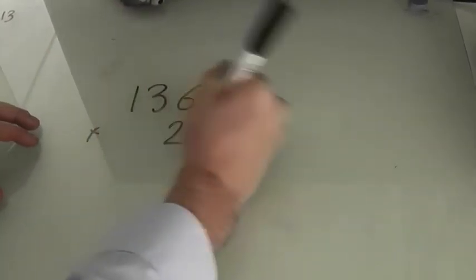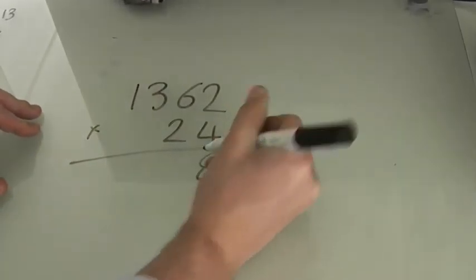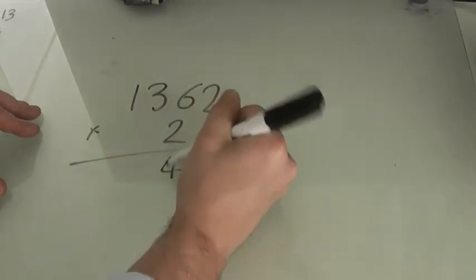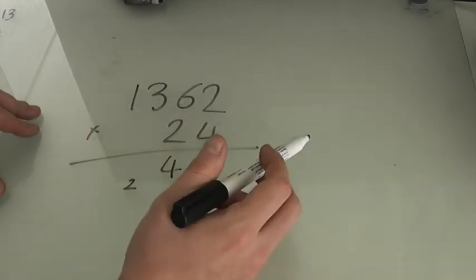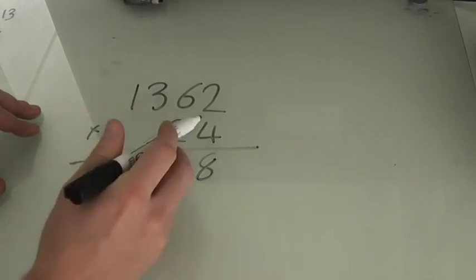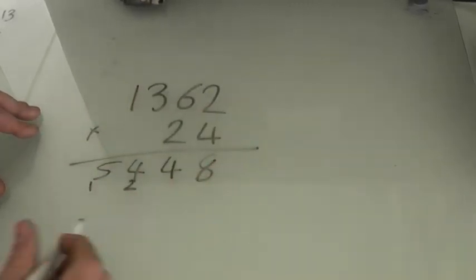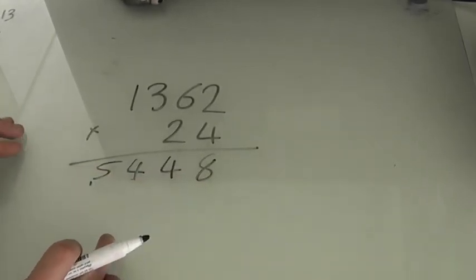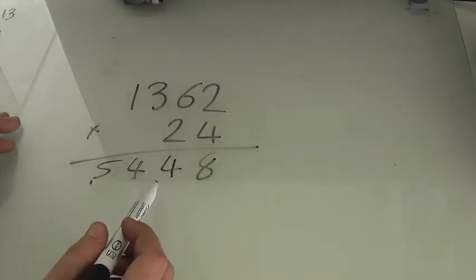1362 times by 24. So 4 times 2 is 8. 4 times 60, 4 times 6 is 24. Put your 4 there, put your 2 there. Notice it's all still lined up. 4 times 3, which is 12. Add 2 is 14 again. And then 4 times 1 is 4, add 1 is 5. So your answer to the first one is 5,448. Then you need to do this number times by 20, okay?